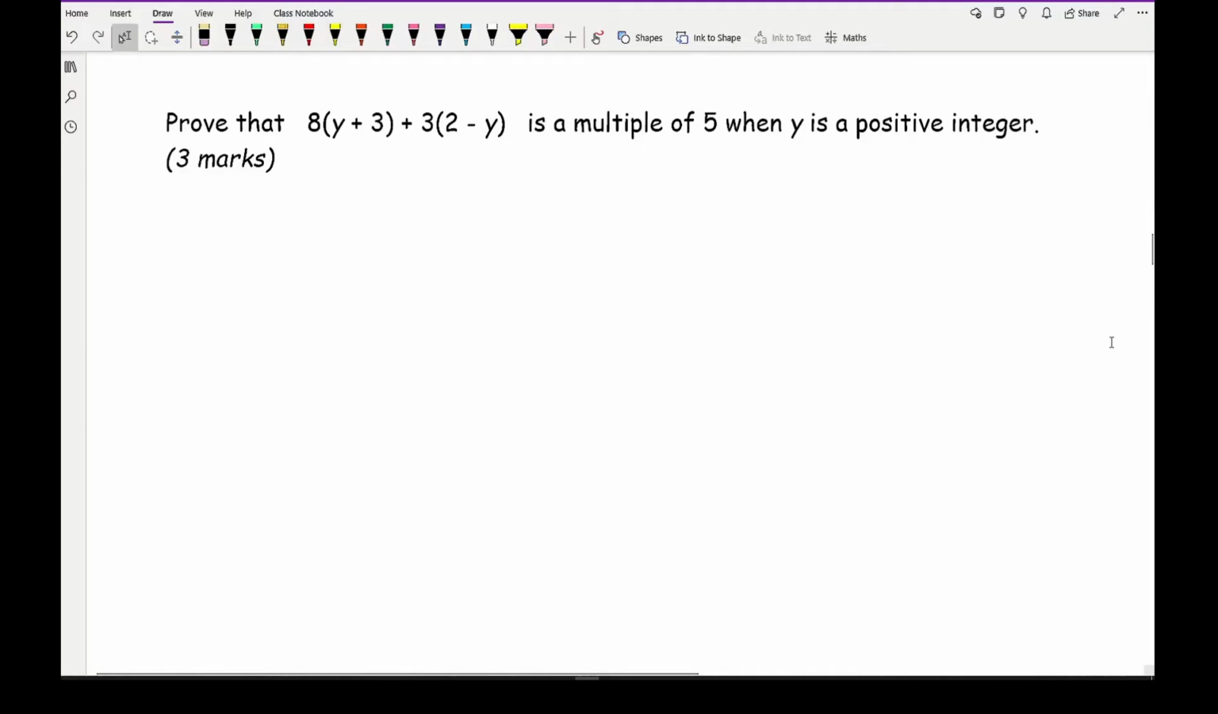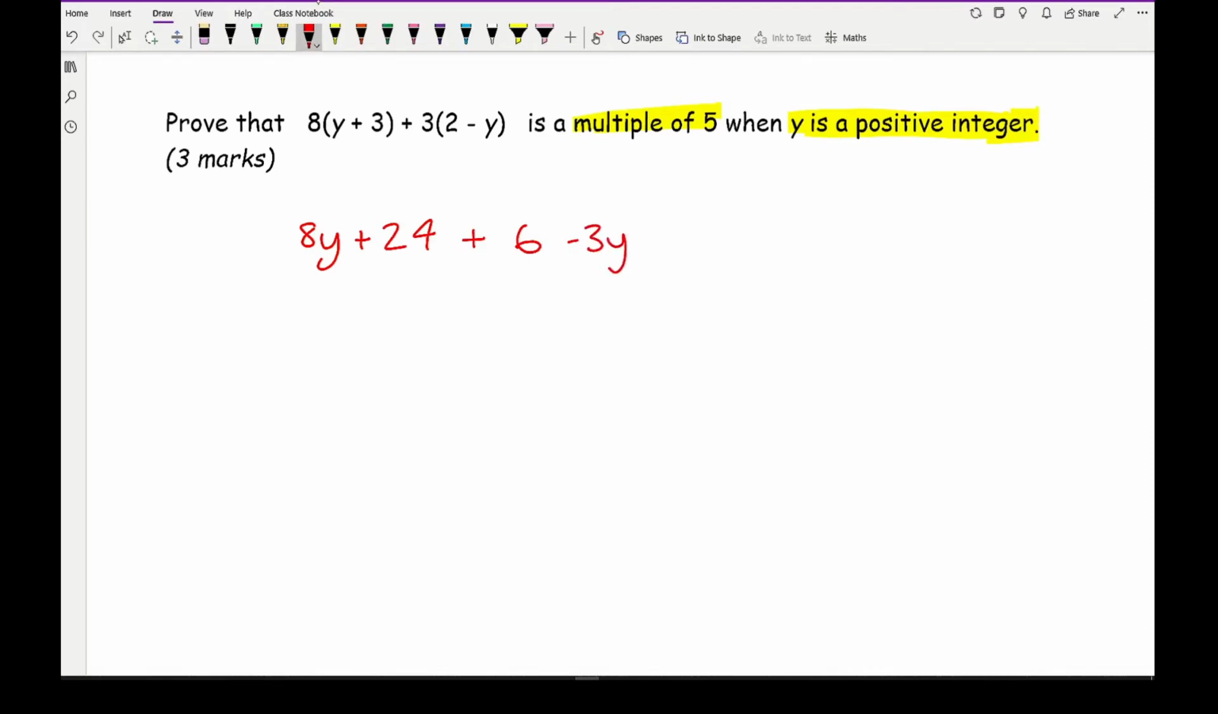So moving on to our next question, it says prove that 8 lots of y plus 3 lots of y 2 minus y is a multiple of 5 when y is a positive integer. It's worth 3 marks. So taking out the key bits of information, we want to prove that it's a multiple of 5 when y is a positive integer. So when I'm doing any form of conclusion, I need to make sure that I'm using those two statements in my final conclusion. So again, just like the previous question, the first thing I'm going to do is expand the brackets out. So I get 8y plus 24 plus 6 minus 3y.